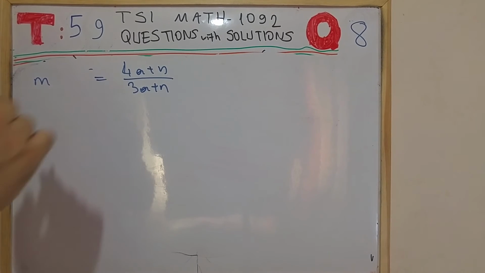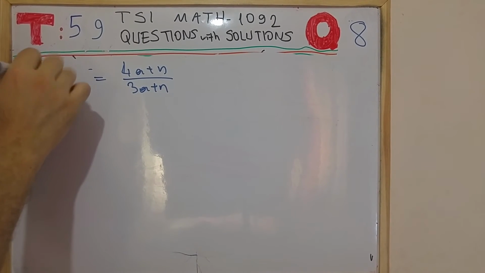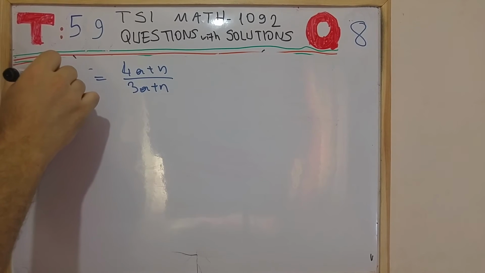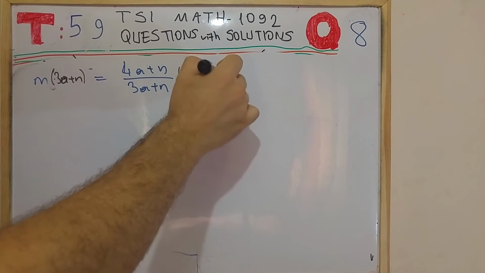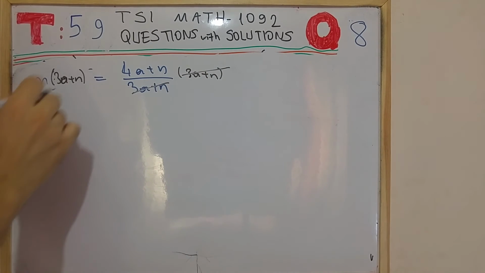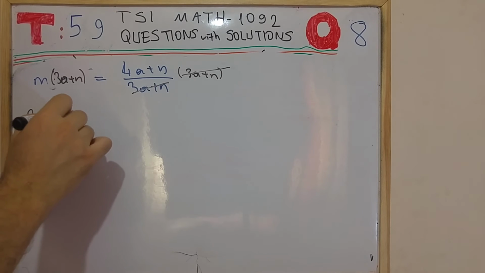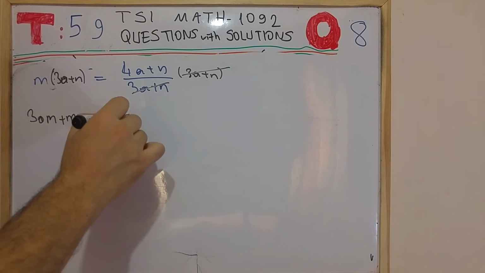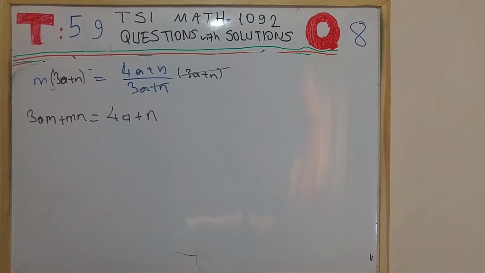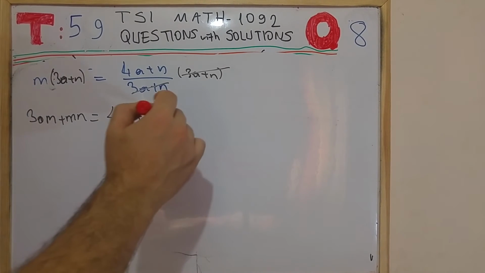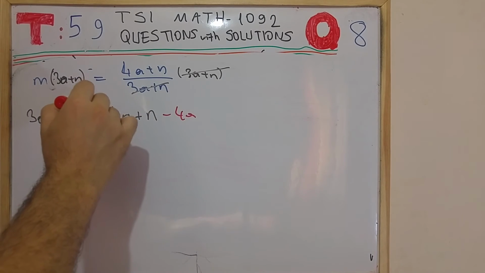Multiply each side by 3a plus n. So what I have is 3a plus n here, 3a plus n, and these cancel each other out. What I have here is 3am plus mn is equal to 4a plus n. Now I am looking for the value of a. That's why I need to leave a alone, and that's why I need to subtract 4a from each side.